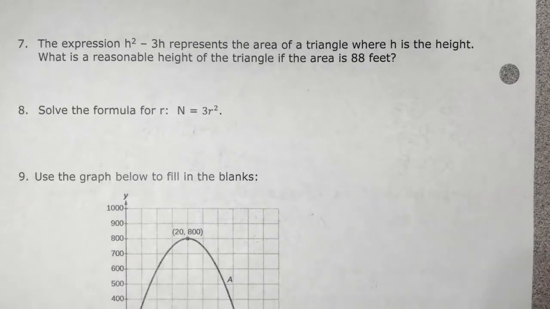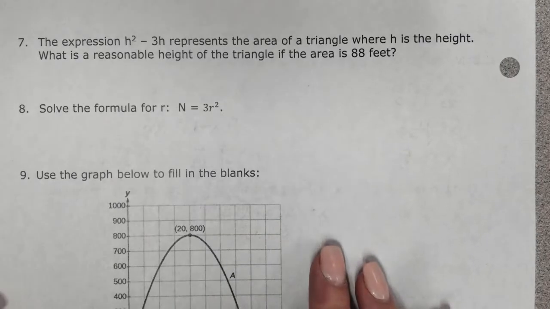All right, the expression h squared minus 3h represents the area of a triangle. H is the height. What is a reasonable height of the triangle if the area is 88? Just go back. Go back.